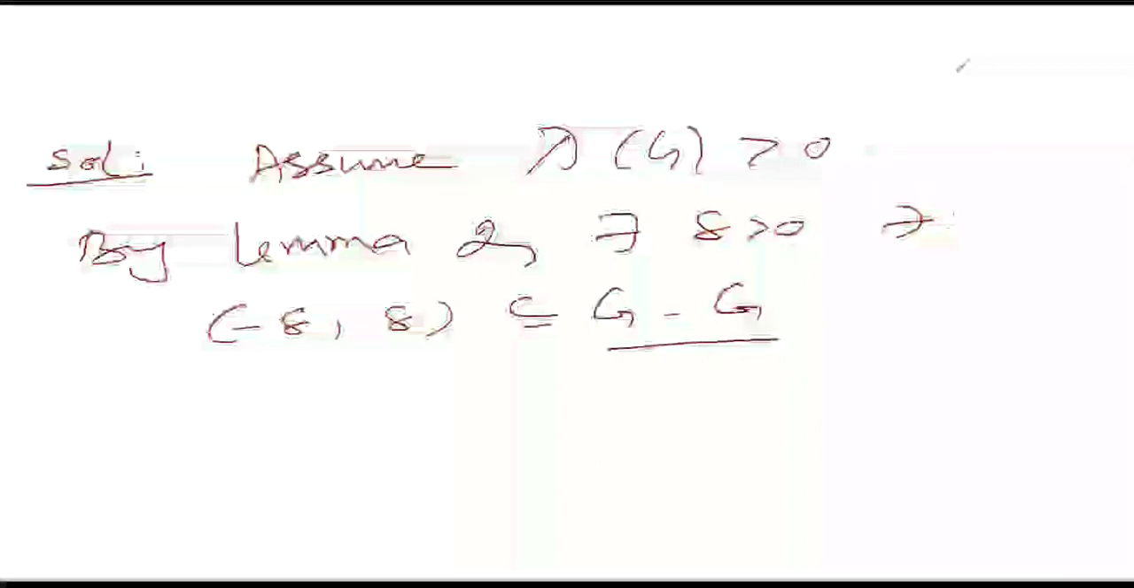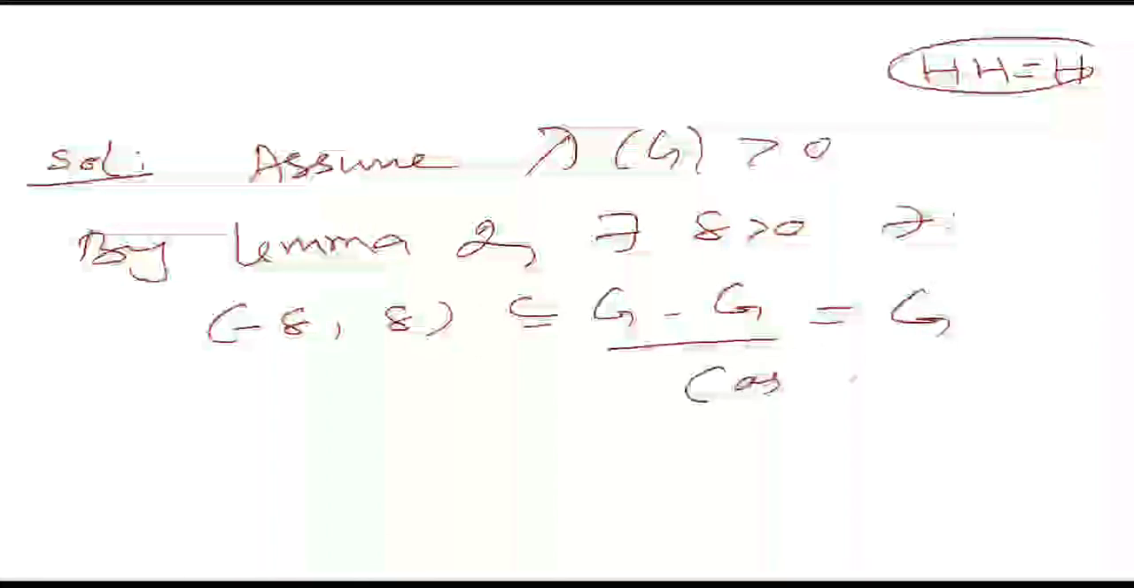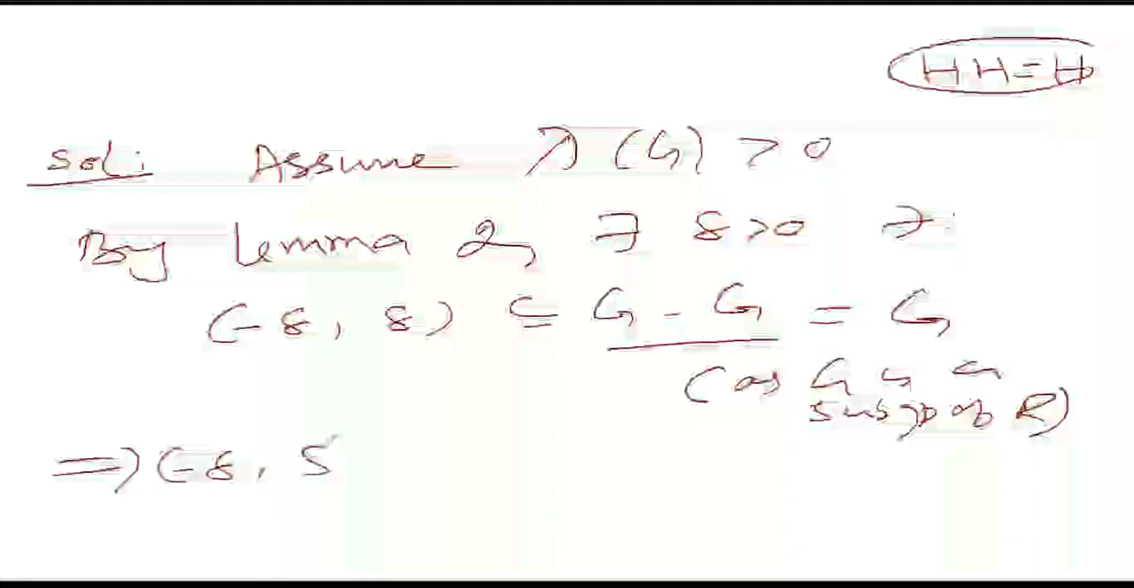It's like when we have multiplicative notation, H a subgroup of G, then H times H is always equal to H. But here the operation is addition, so instead of this product, we have this difference. Or you can say G minus G is the same as G plus G, because minus G is the same as G. And this is equal to G, as G is a subgroup of R. So that means (minus delta, plus delta) is a subset of G. If it is a subset of G, that will give G equal to R.